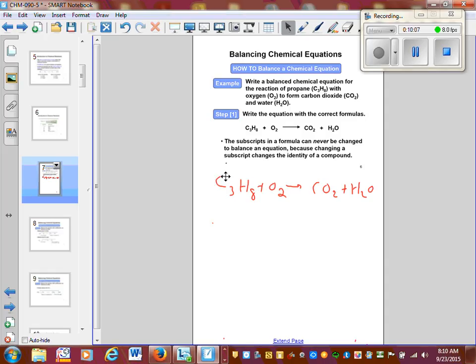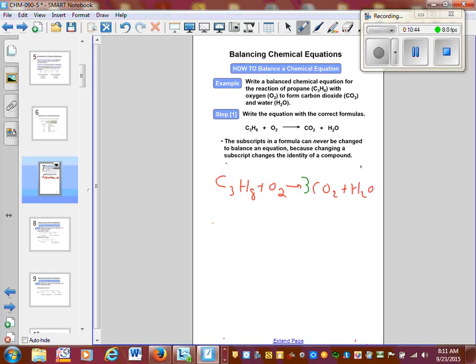How many do I have on the left? 3. How many do I have on the right? 1. If I had 0, then boy, I'd really be stuck. Okay. So to balance it, you can only add coefficients. You cannot add subscripts. Coefficients have to go at the front. You can't stick them in between molecules. They have to go in front of each molecule. So what do I have to put in front of CO2 to balance it? 3. So now I have 3 carbons on both sides.